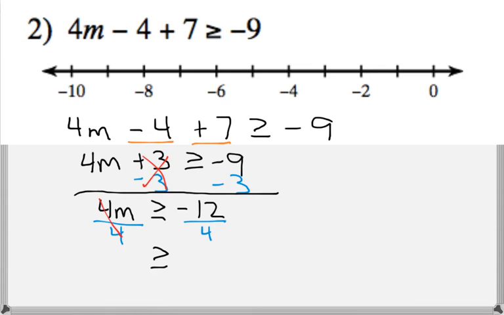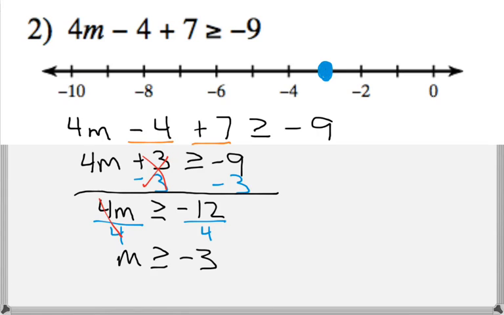4 divided by 4 gives us 1, canceling out, leaving us with m on the left is greater than or equal to negative 12 divided by 4, which is negative 3. So now we're ready to go ahead and draw our graph. So we need to figure out, do we need an open or a closed circle? Well, it has the or equals to part of the inequality, so that tells me a closed circle at negative 3. So I'm going to go ahead and fill that in up here on the graph.